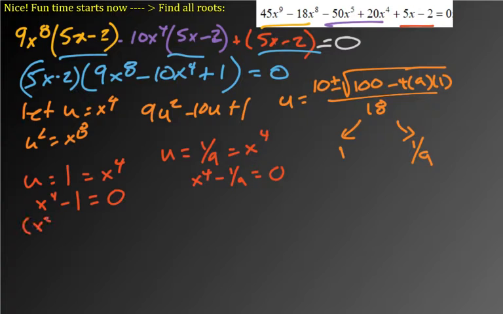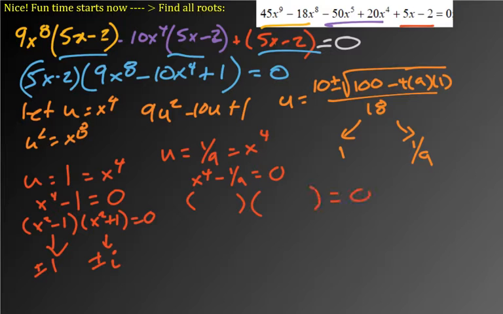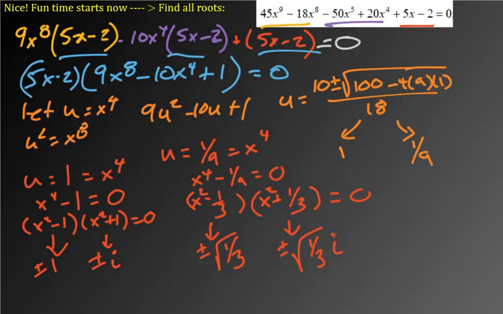This one would factor into x squared minus 1 times x squared plus 1. So the roots here are plus or minus 1, and here it's plus or minus i. And then here, you would factor this into x minus a third and x plus a third, right? x squared, still differences of perfect squares. And then here now we get nice plus or minus square root of a third as the roots. And here, likewise, plus or minus square root of a third, i.